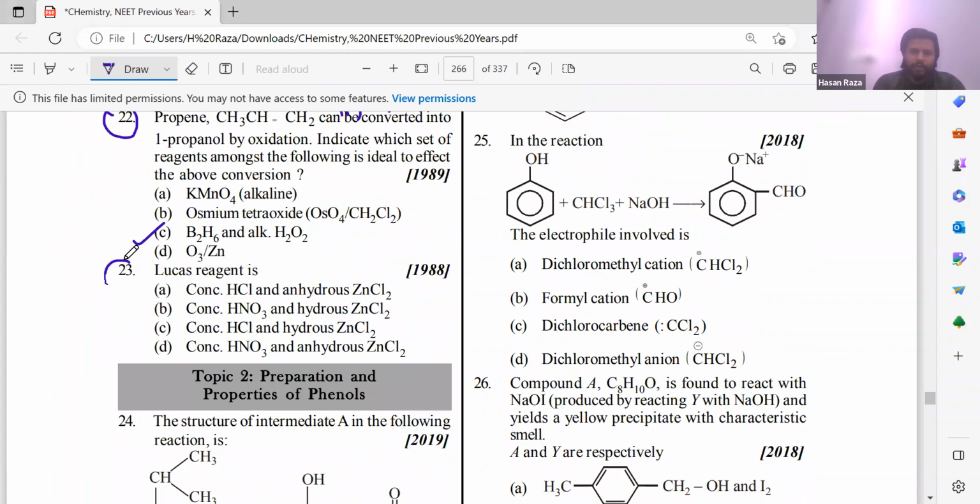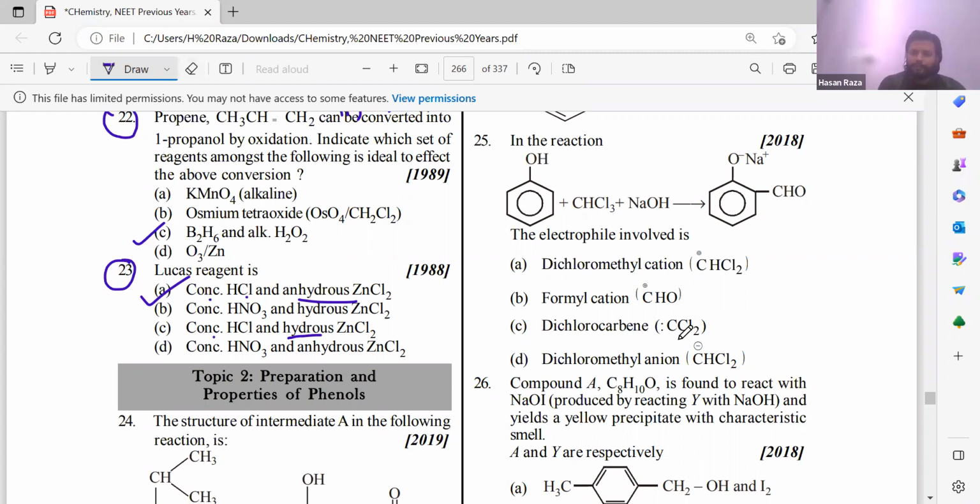Okay, again, this Lucas reagent is quite important. See for yourself. I will just write the name of the Lucas reagent. What is it? It is concentrated HCl and anhydrous ZnCl2. This should be dried. Always remember that, not hydrous. You will be confused with the statement if you have any doubt in your answer. Concentrated HCl and anhydrous ZnCl2, not hydrous. It should be dried up. So the answer is A.